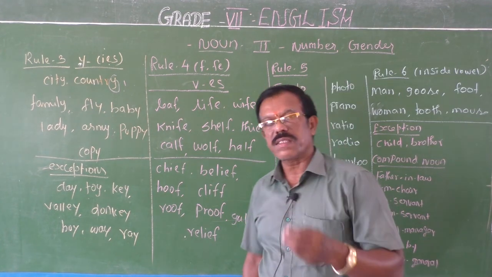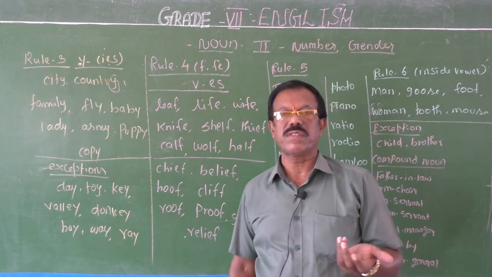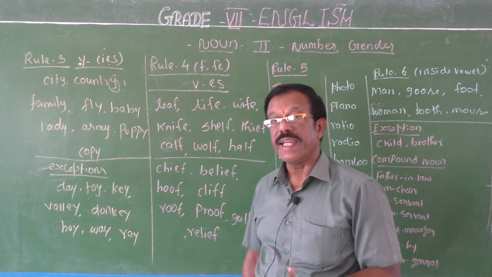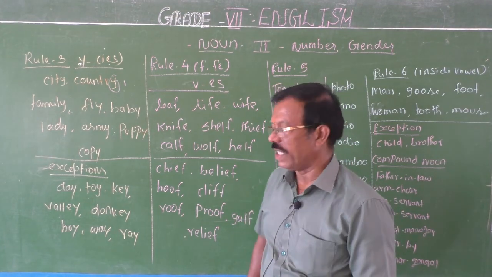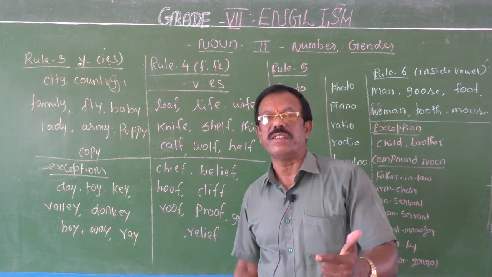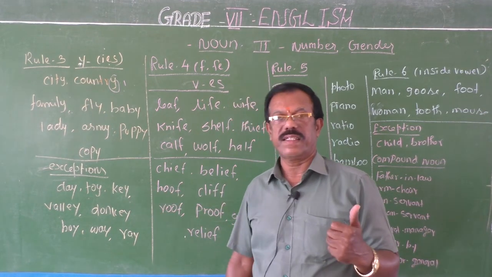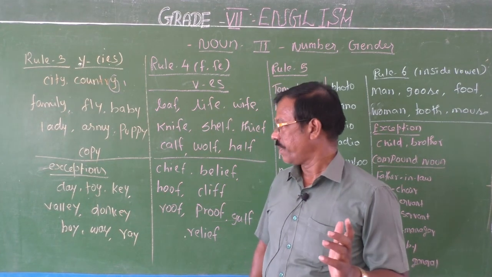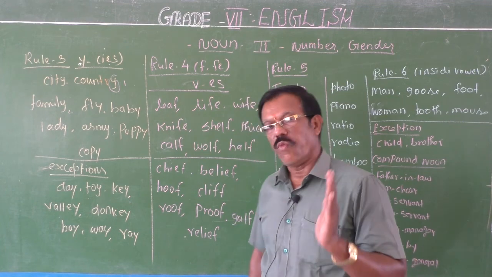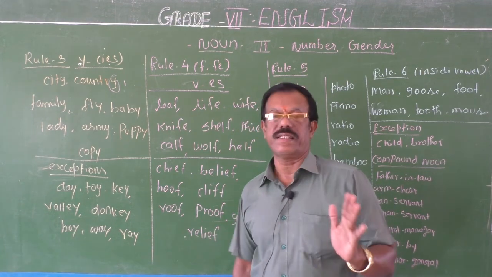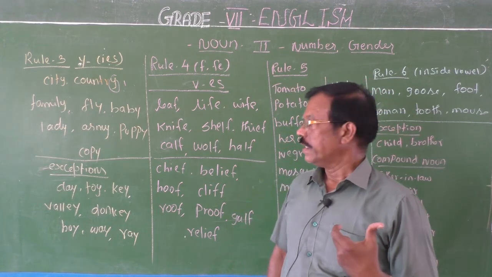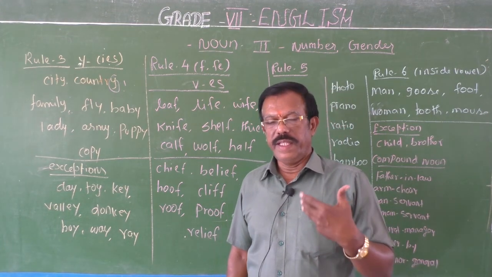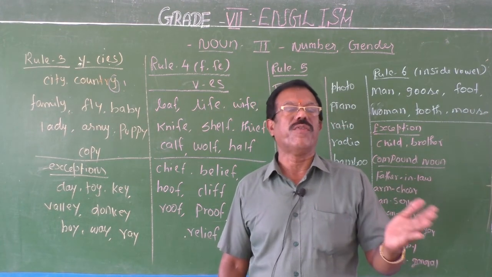Okay, fine. There are some exceptions to these rules. There are some nouns which get their plural form in an exceptional way. How? Day, days. We just add S only. Toy, toys. Key, keys. Valley, valleys. Donkey, donkeys. Boy, boys. Way, ways. Ray, rays. Okay, you have to keep the exceptional words in your mind. Very important, children. These words get their plural form in an exceptional way.